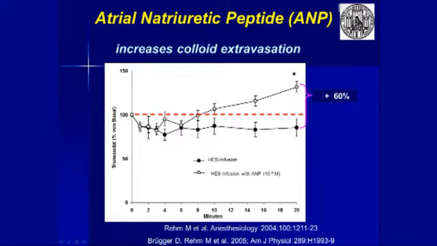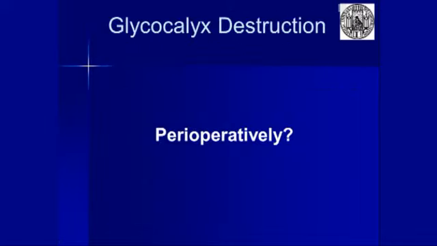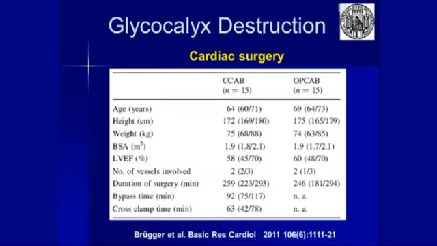So one important question is now, can shedding of the glycocalyx occur in human beings? In order to answer this, we investigated patients during cardiac surgery, with or without cardiopulmonary bypass. As you can see here, there was no difference in demographic data. The duration of surgery was equal between both groups, and in patients with bypass, this took 90 minutes with a cross-clamp time of 60 minutes.